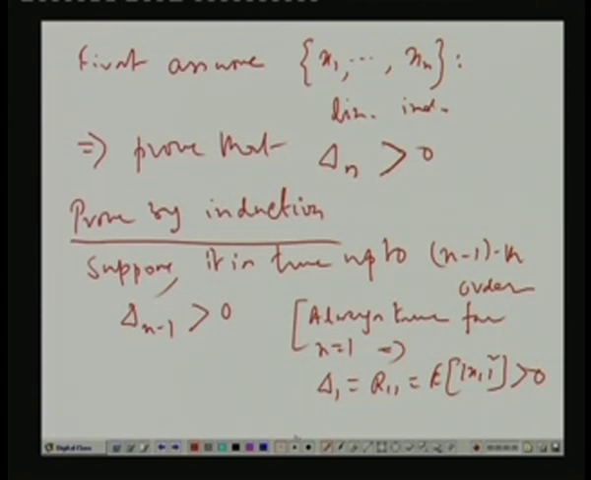Now, suppose this is satisfied, that is, the determinant is greater than 0, this fact is satisfied up to the n minus 1th order. That is, if you take n minus 1 random variables, say x 2, x 3 up to x n, find the correlation matrix for the corresponding vector and take the determinant and call it delta n minus 1, then delta n minus 1 is greater than 0. All right. Suppose it is true, then you have to show that delta n also is greater than 0.